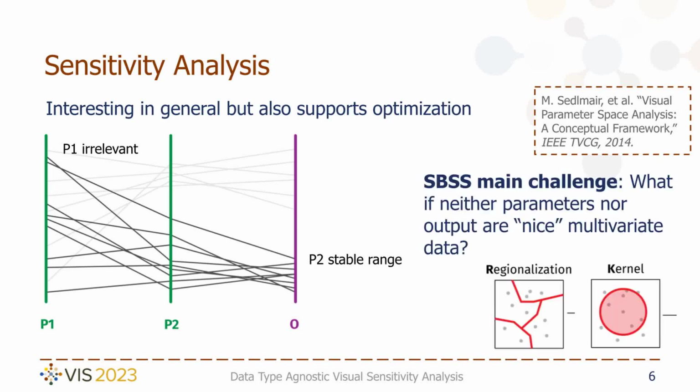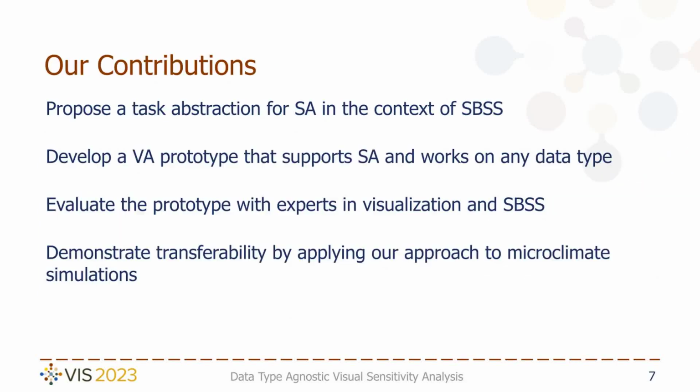However, to do the same analysis in SBSS, the main challenge we faced was what to do when neither parameters nor outputs are numbers but geospatial objects. For this reason, we propose a visual analytics, VA for short, approach to support sensitivity analysis in case of complex parameters and output. Our contributions are that we propose a task abstraction for sensitivity analysis in the context of SBSS.